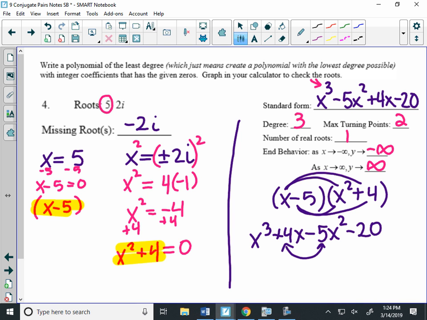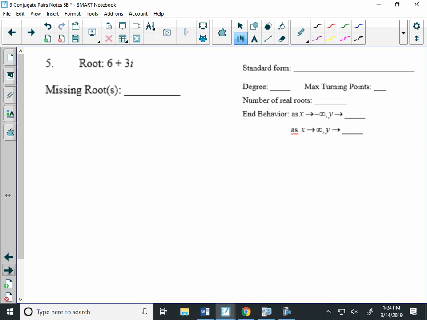Now I've only seen one of them, so it's a little bit weird. It's still kind of like, okay, I followed the algebra, but I'm not confident. So let's try the next one over, number 5. I have a root at 6 plus 3i. Right, that is one number. What is its conjugate that I'm missing? 6 minus 3i. Right, I need the 6.